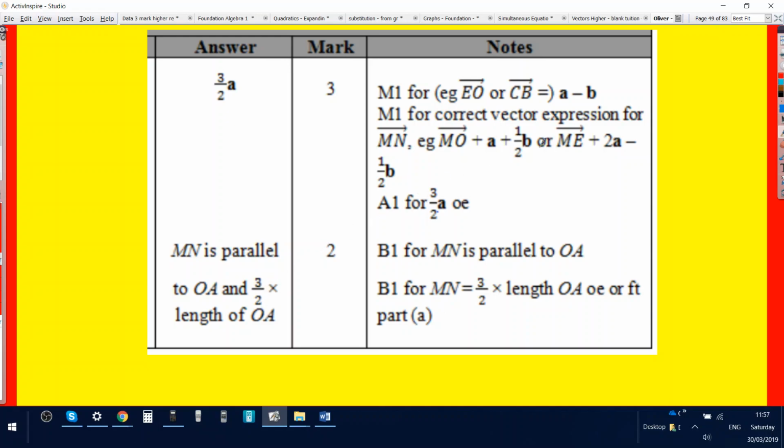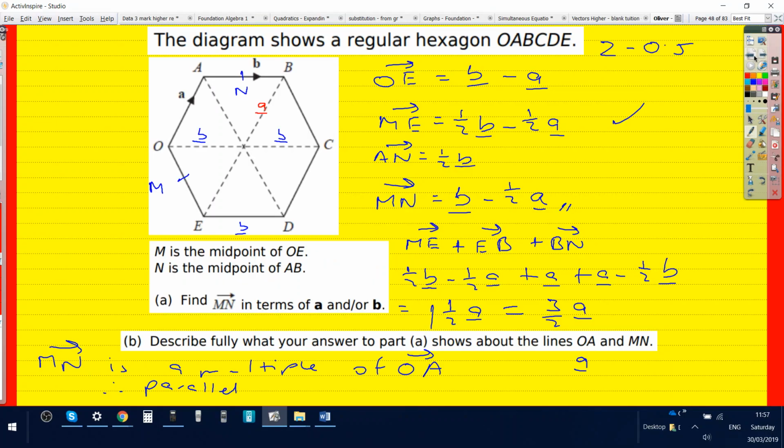So this time they wanted the 3/2 thing. MN is 3/2 of O to A. Okay. So I don't know. We went wrong with a minus. We did a half plus a half. We should have done a half minus a half. Something went wrong in there. Any questions about anything there?